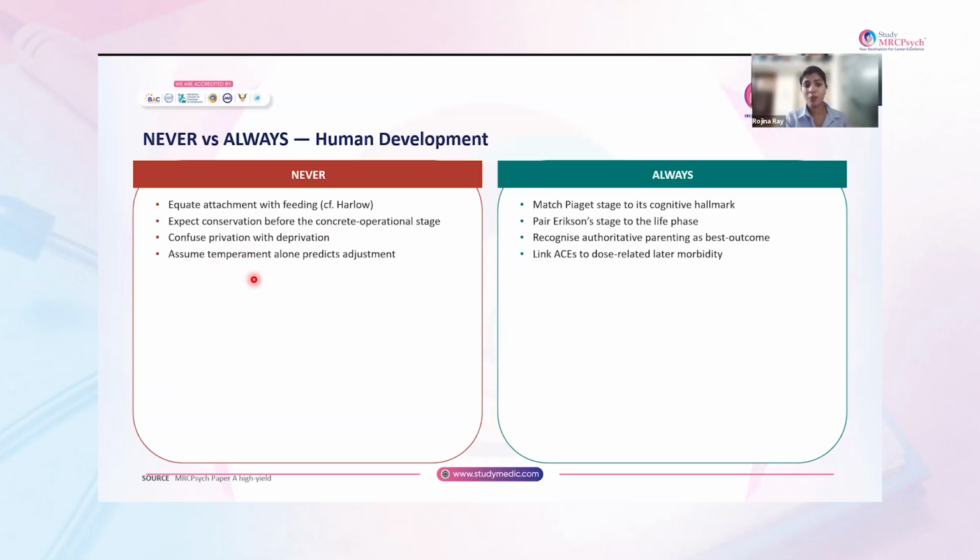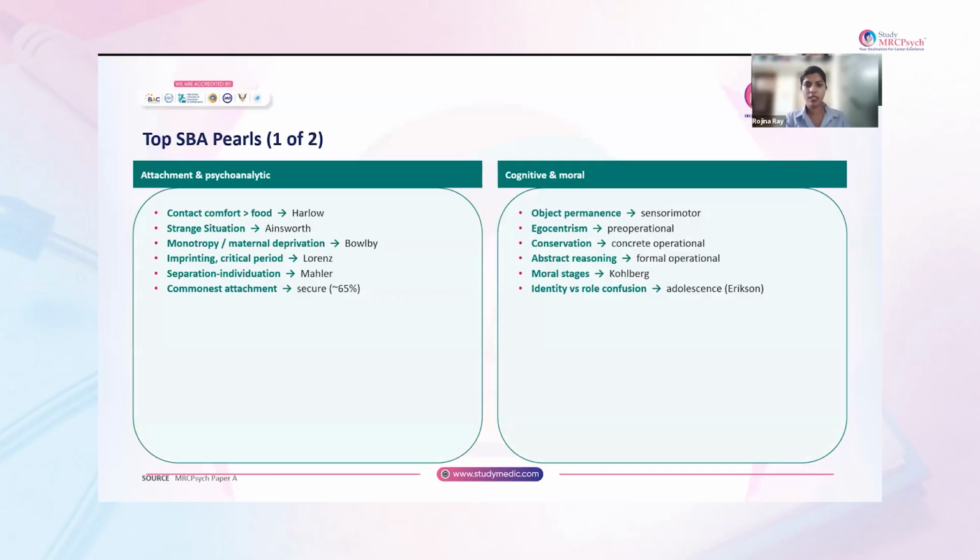Now, never assume temperament alone predicts adjustment. Always match Piaget stages to their cognitive hallmark. Pair Erikson stages to the life phases. Authoritative parenting. Again, I stress authoritative has the best outcome, and adverse childhood experiences have those related later morbidity. So these are the final slides. You can use them as cheat sheets for your exam.